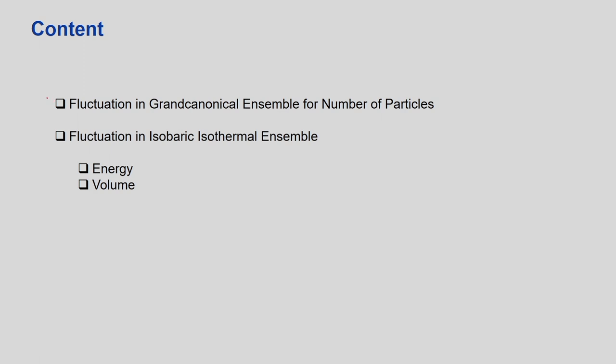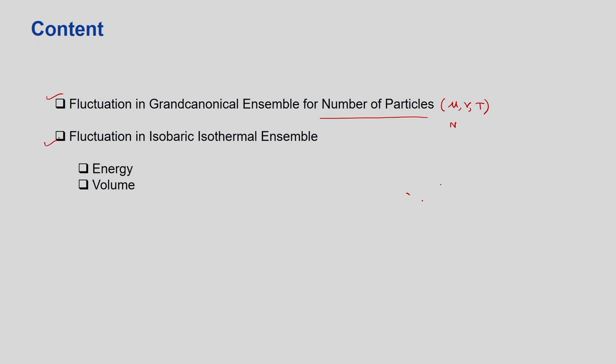So what do you mean by fluctuation? We will be seeing the fluctuation in the grand canonical ensemble will pertain to the number of particles. Now we know that in a grand canonical partition function, you have the number of particles because this is given by mu, V, T, chemical potential, constant volume and temperature. So obviously the number of particles has to vary, something has to vary in order to keep mu, V, T constant.